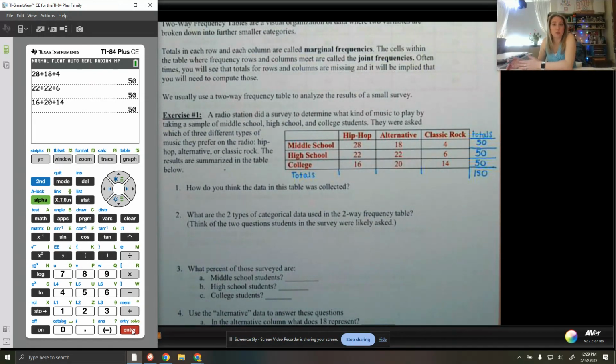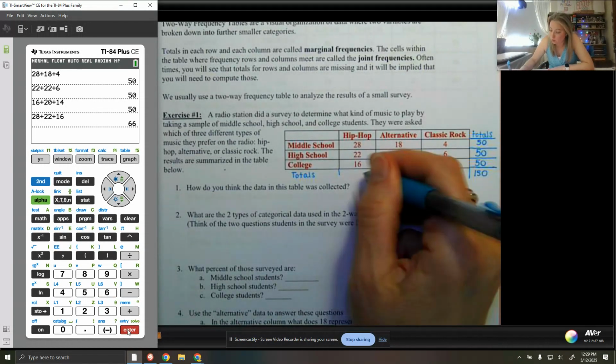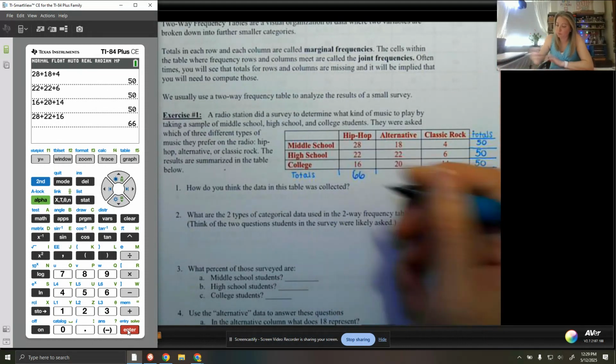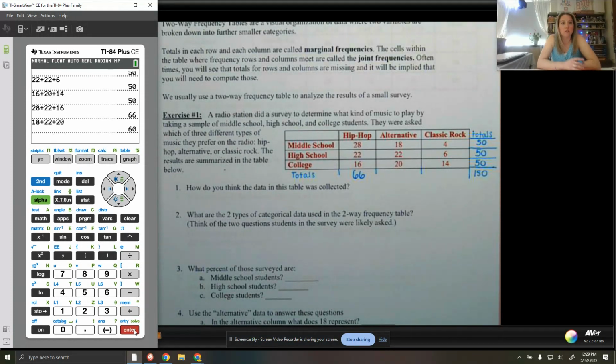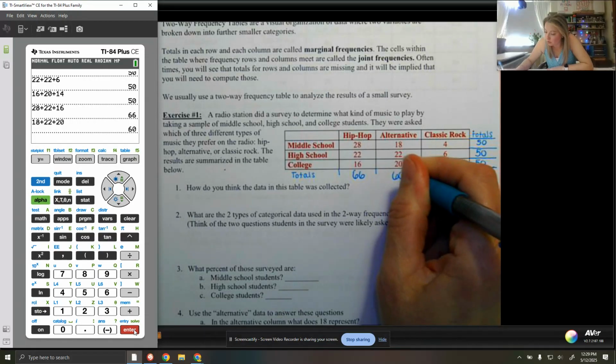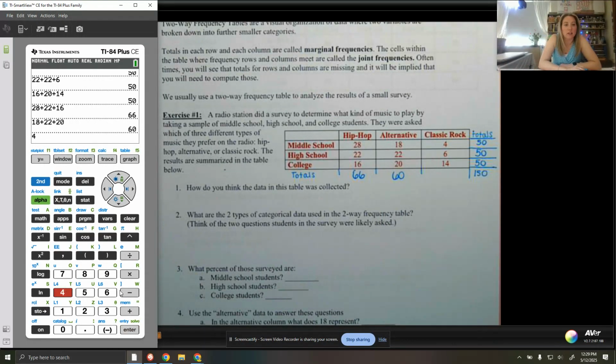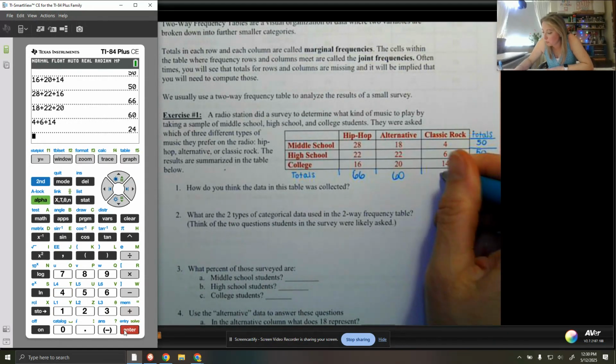Now, of those 150 people surveyed, there are totals for who said hip hop, who said alternative, who said classic rock, and those are down my columns. So 28 middle schoolers plus 22 high schoolers plus 16 college students said they preferred hip hop, and that would be 66 of them. Now I'll do alternative as 18 plus 22 plus 20, which gives me 60 people who preferred alternative. And classic rock is 4 plus 6 plus 14, giving us a total of 24 people that preferred classic rock.